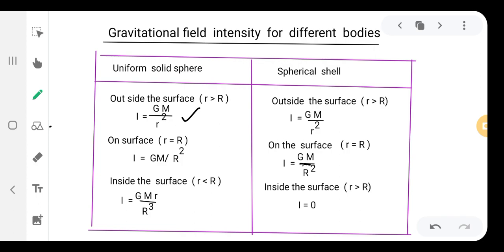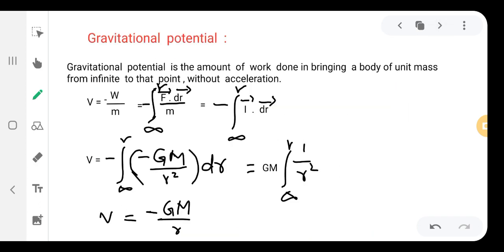Now for the spherical shell, outside the surface we have the same as what we have for the solid sphere: I is equal to G M by r square. On the surface we have G M by R square. Inside, I is equal to 0, because r is lesser than R.